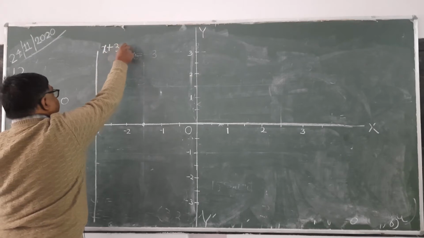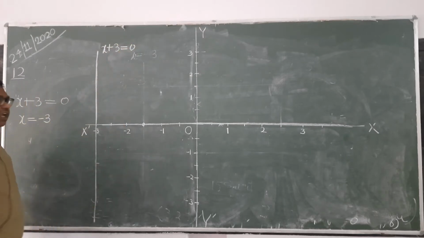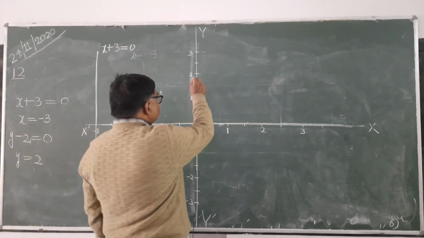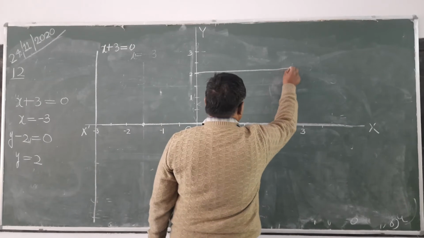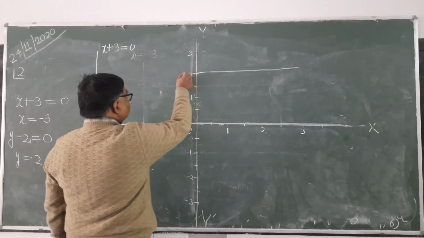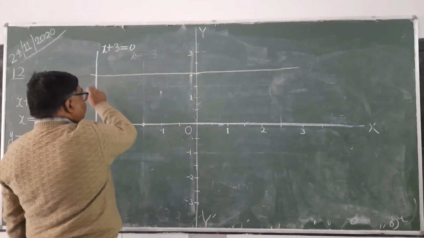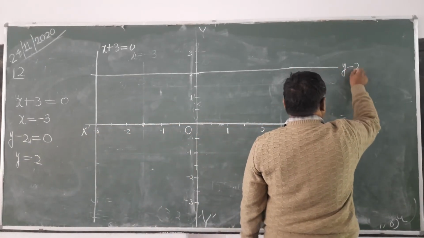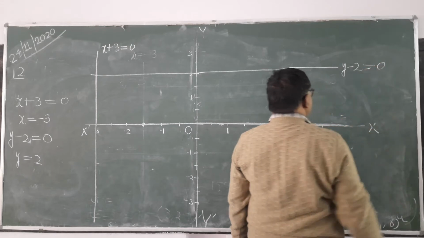At every point of this line, the x coordinate is -3. Then y minus 2 equals to 0. Y minus 2 equals to 0 means y equals to 2. Y equals to 2 means it will be this. It is this line. Produce in both the sides. It is y minus 2 equals to 0.